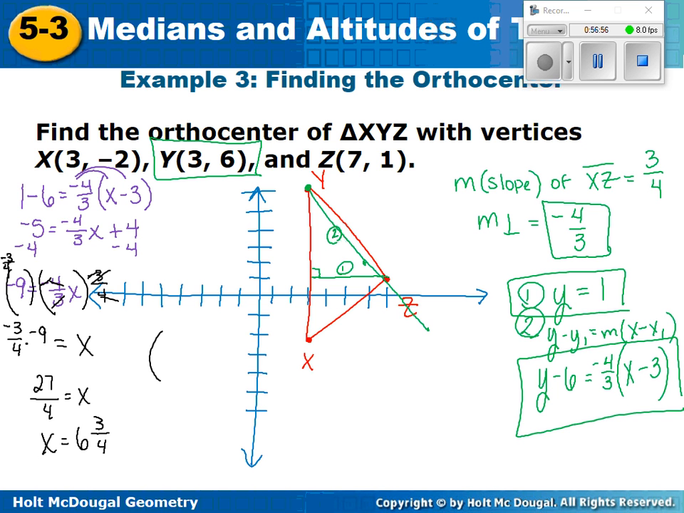And what was our y value? 1. Remember, we started with y is 1. So 6 3/4, comma, 1 is your actual answer for the orthocenter.